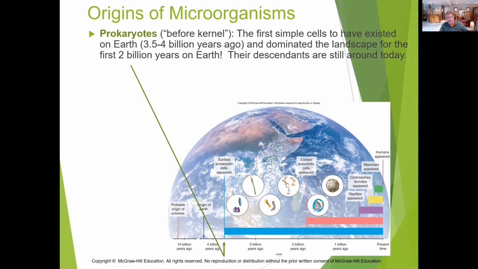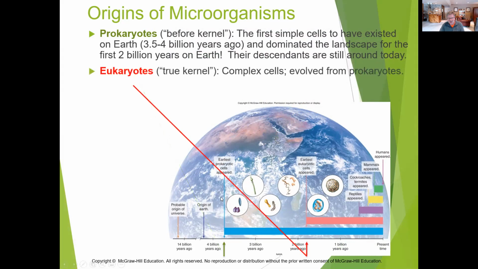Some would argue maybe they came from other worlds. Interesting hypothesis. But we know that they were here 3.5 to 4 billion years ago. Way, way, way before you as a human appeared. So here's Homo sapiens. We were here a very, very short time frame compared to prokaryotes.